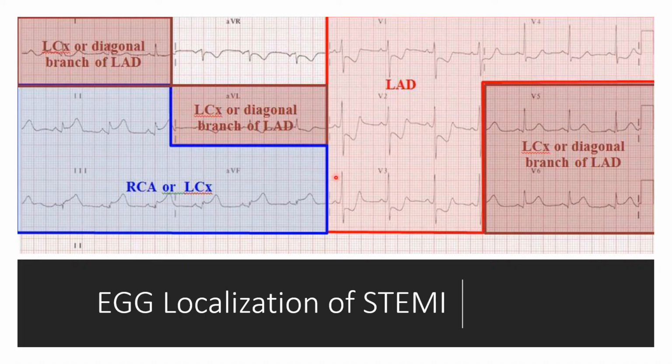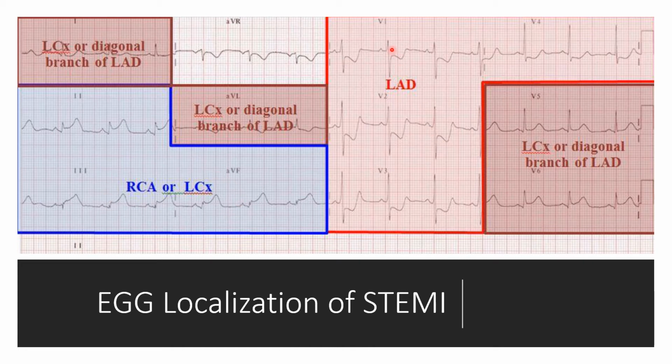Where in the EKG leads you see the ST segment elevation is usually indicative of the region of the myocardium that is undergoing injury or infarction, and it also points to the coronary territory that is being involved. If you have ST segment elevations in leads 2, 3, and AVF, which are the inferior leads, you have an inferior infarction, which usually involves either the right coronary artery or the left circumflex artery.